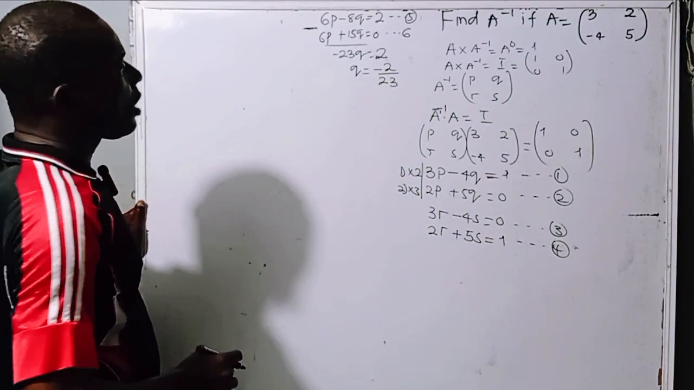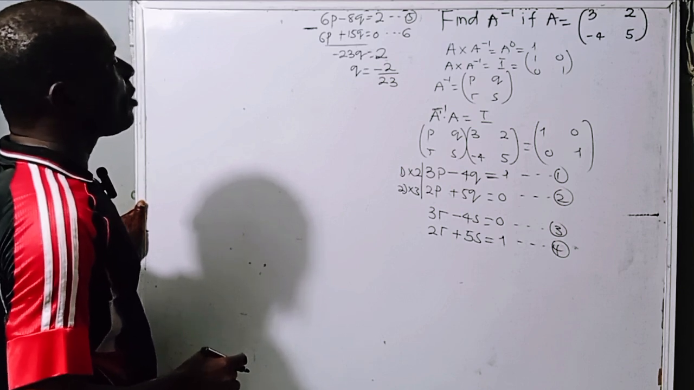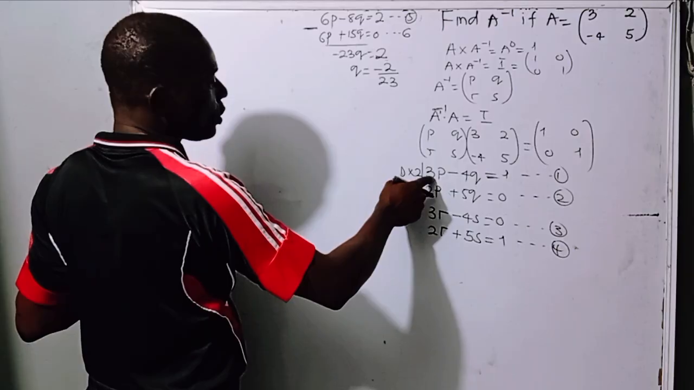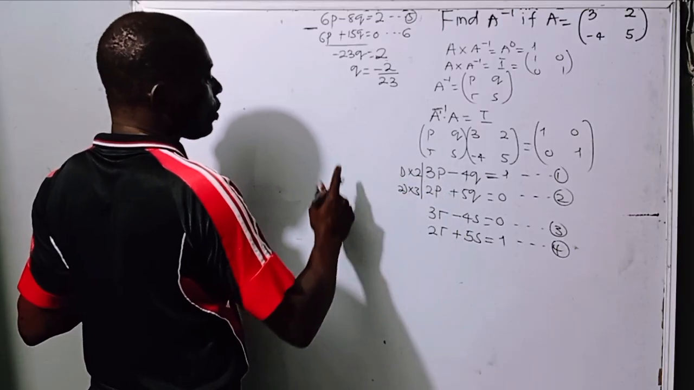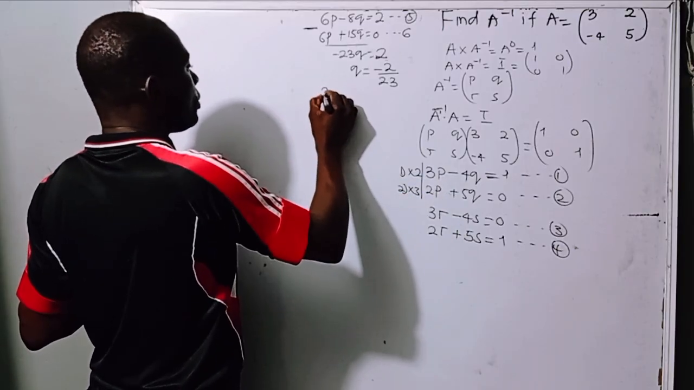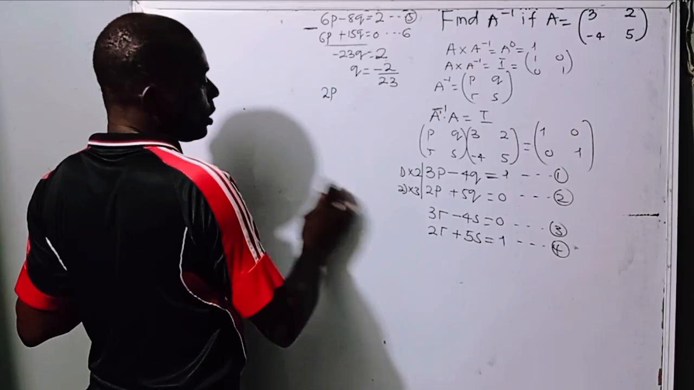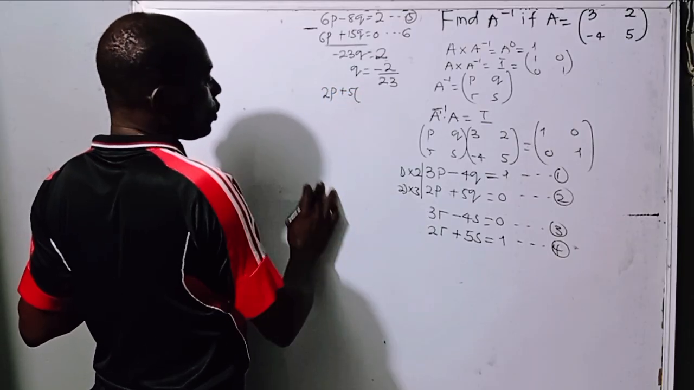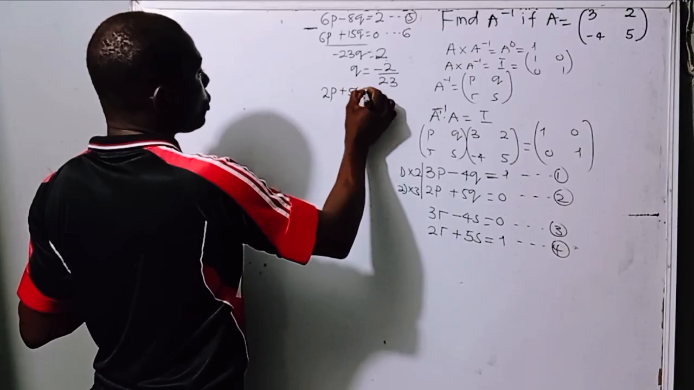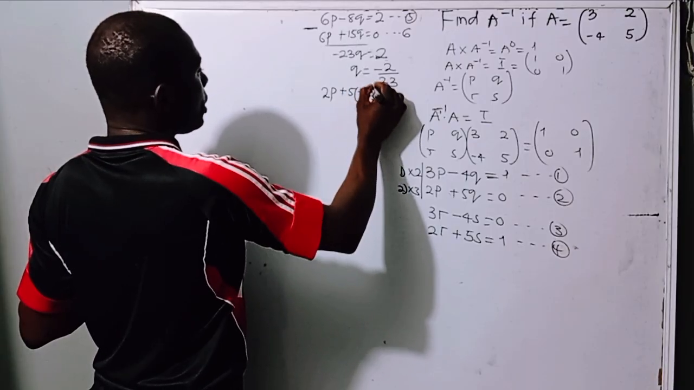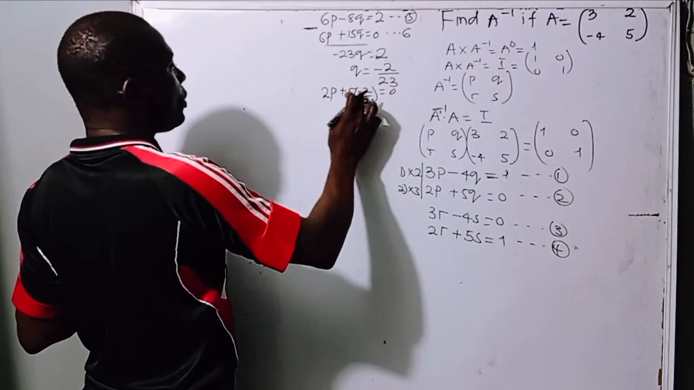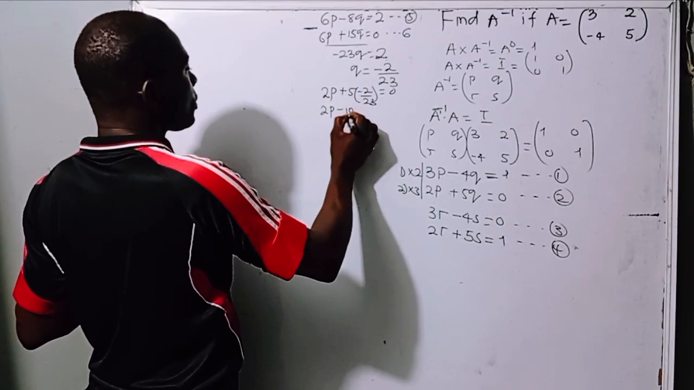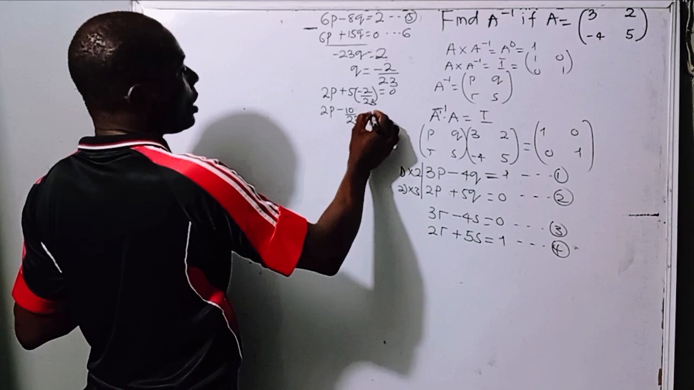Then we can easily obtain the value of p by substituting the value of q into either equation 1 or equation 2. So let's put it in equation 2. So 2p plus 5 into q, and q is minus 2 over 23, equals 0. If we do this, this becomes 2p minus 10 over 23 equals 0.